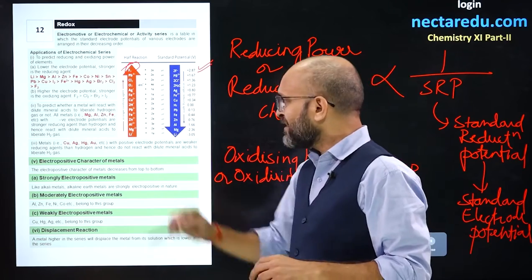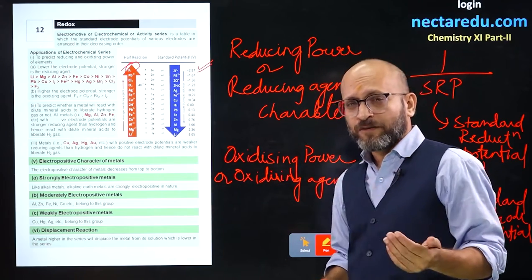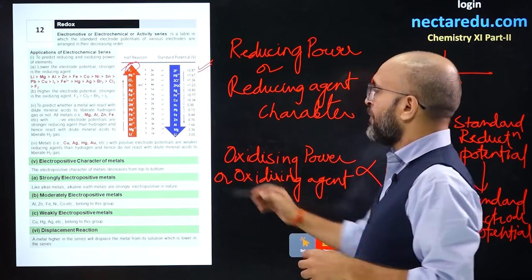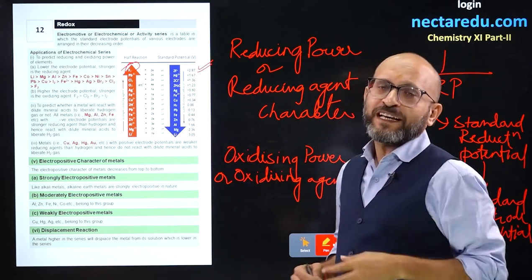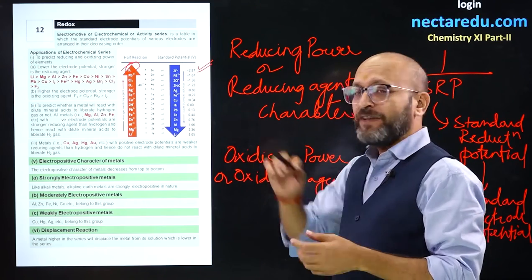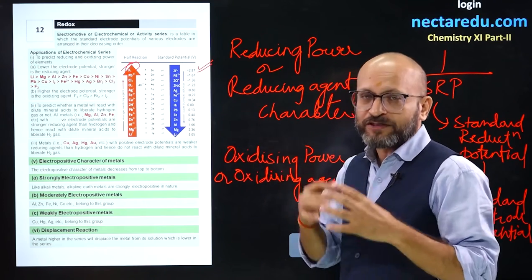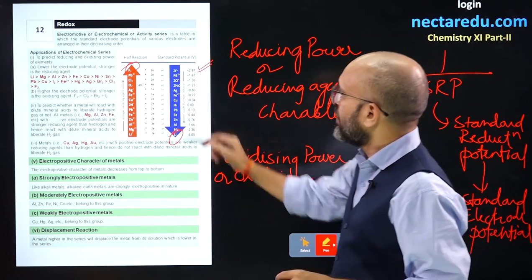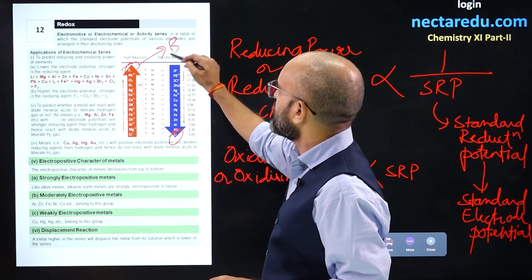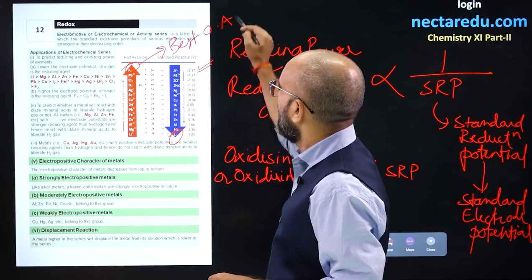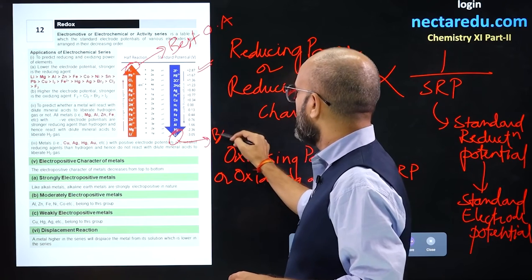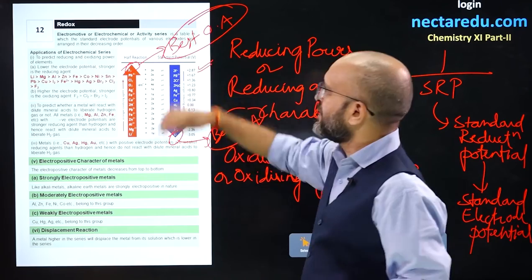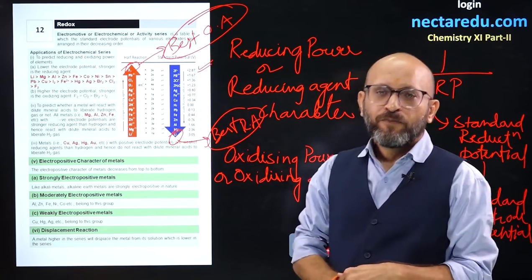Now, lithium is at the bottom. That means it has the lowest reduction potential, so it is the weakest or poorest oxidizing agent. If lithium is the poorest oxidizing agent, then lithium is the best reducing agent. So, fluorine is the best oxidizing agent and lithium is the best reducing agent. Best oxidizing agent at the top, best reducing agent at the bottom.